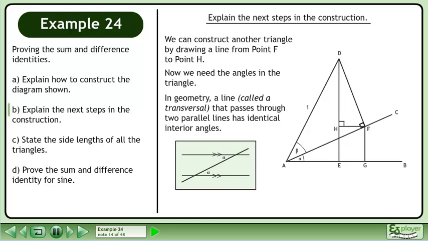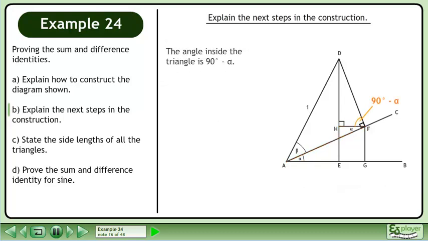In geometry, a line, called a transversal, that passes through two parallel lines has identical interior angles. Use a transversal to find angle alpha. The angle inside the triangle is 90 degrees minus alpha.